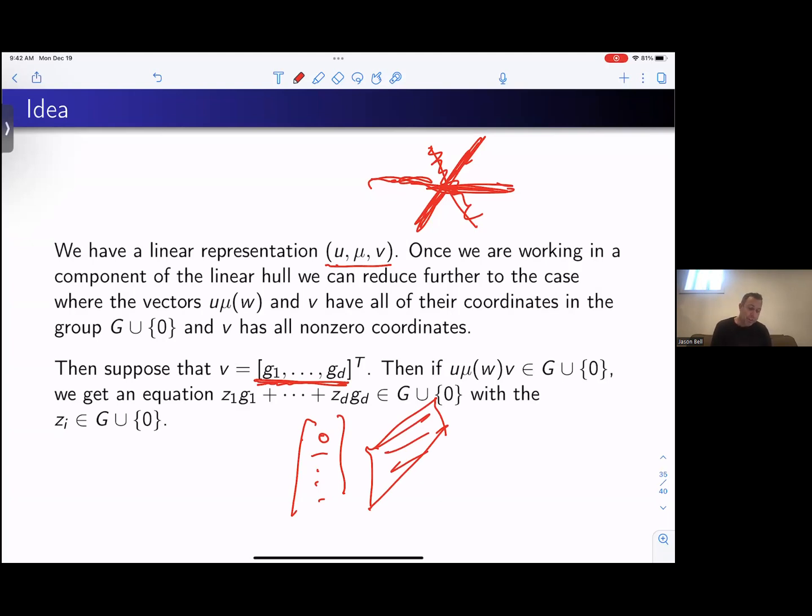And you can reduce to the case where all the entries of your matrix are either zero or in the group. And the same thing with this. So if I think about mu of W as being some vector where all the entries are in G union 0, then when I multiply this by V, I'm really getting something like this. And the Pólya condition is saying that I want this to be in G union 0. So that's what happens when you reduce to a minimal linear hull and do this argument.